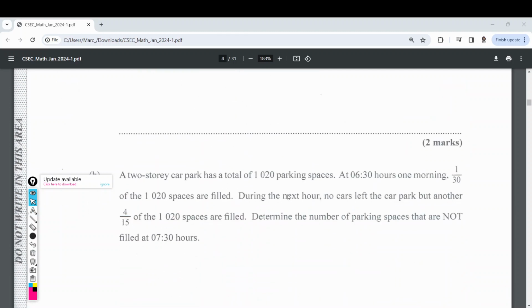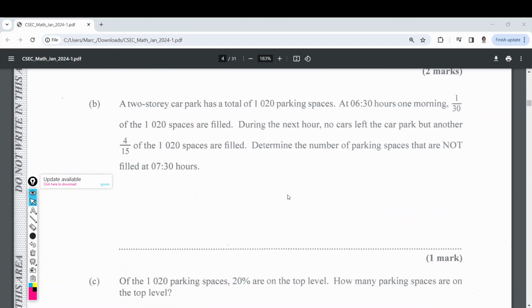We'll have another question now. Let's read this carefully. Remember to read your questions slowly and carefully. It's very important in a math exam to read the questions carefully, right? And it says a two-story car park has a total of 1,020 parking spaces. At 6:30 hours one morning, 1 over 30 of the 1,020 spaces are filled. During the next hour, no cars left the car park, but another 4 out of 15 of the 1,020 spaces are filled. Determine the number of parking spaces that are not filled at 7:30 hours.